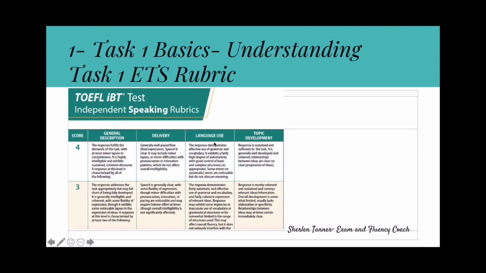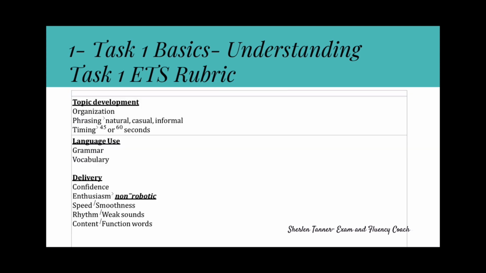It exhibits language use, for example: the response demonstrates effective use of grammar and vocabulary. It exhibits a fairly high degree of automaticity with good control of basic and complex structures. Yes, some minor or systematic errors are noticeable but do not obscure meaning. So don't think that it's okay if I have grammar mistakes. That's not true. You must also be able to use a variety of vocabulary, and especially if you use high-level vocabulary, which you will be learning in this course, then you will get a higher score.